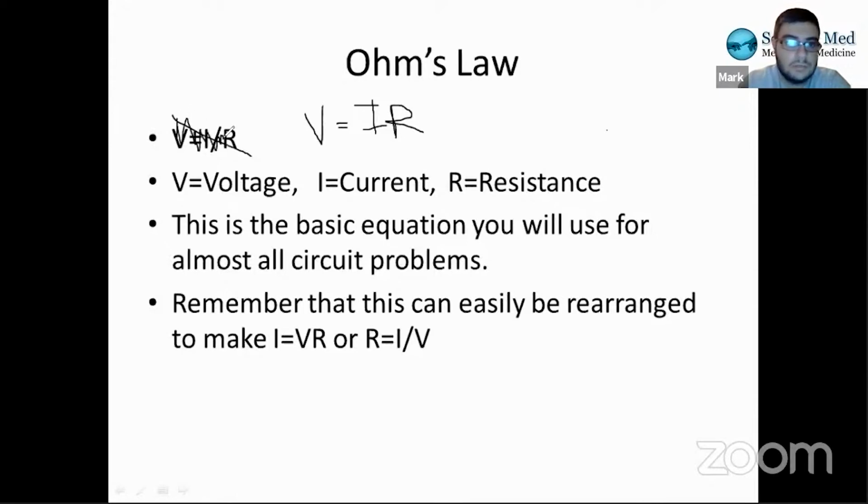I'm really sorry, I made a mistake here. Yeah, it's V equals I times R, right? And I'm not sure, I think these might also be wrong then. But it's V equals IR, right? Sorry for the confusion.